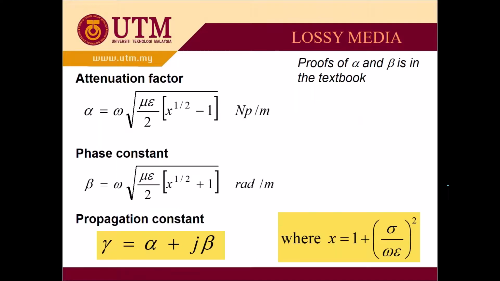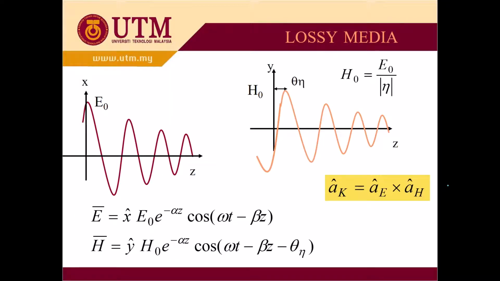Right, so we will discuss the attenuation factor, phase constant as well as the propagation constant. When we go back to the general equation of E field and H field, we can see that there is a value of alpha as well as beta in both electric and magnetic field. And in this expression, the propagation direction is z, but it can be different depending on the question that we deal with.